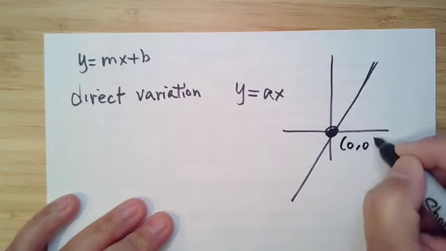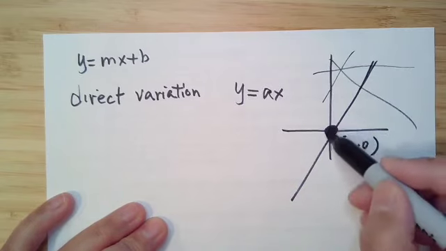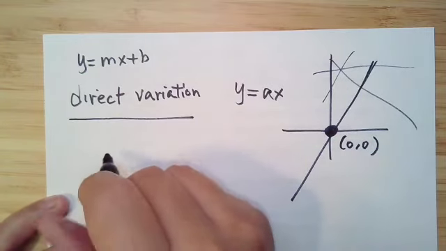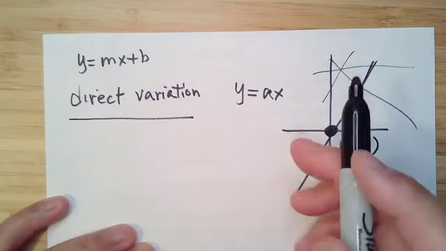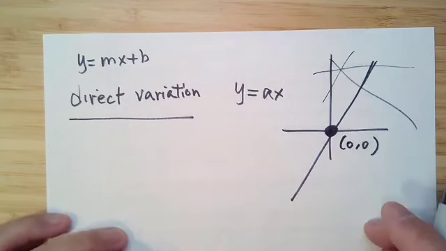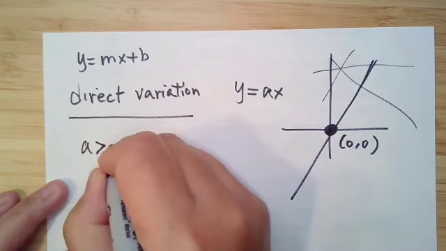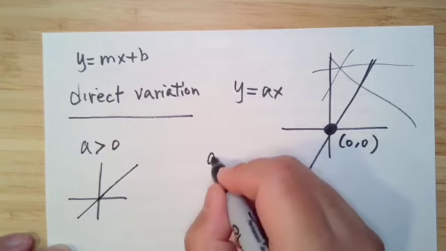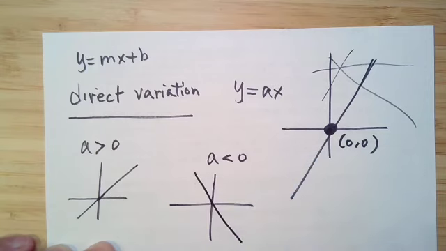Okay, compare with other lines. This one is very special because it passes through the origin. So we call this y has direct variation with x. Actually, they just use a. Of course, it's the same as the slope. So that's just a very special case. And when a is positive, you're going to have a line like that, right? When a is negative, it goes the other way. So this is a very special case.